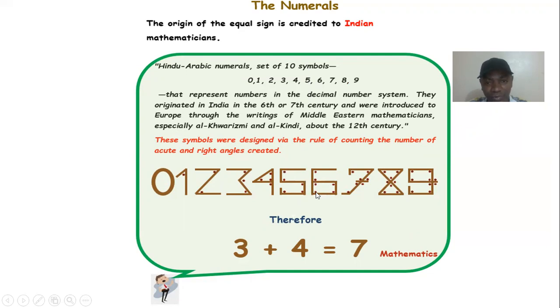6, 1, 2, 3, 4, 5, 6. That's where the 6 originated from. The 7, 1, 2, 3, 4, 5, 6, 7. The 8, 1, 2, 3, 4, 5, 6, 7, 8, and you can see the similarities, but they became a little curvy. The 9, 1, 2, 3, 4, 5, 6, 7, 8, 9 angles, and here's our 9. So therefore, words to symbols. Here's the symbol now, and we call it mathematics.